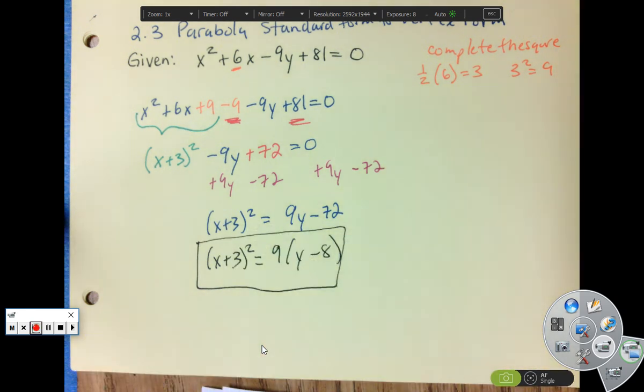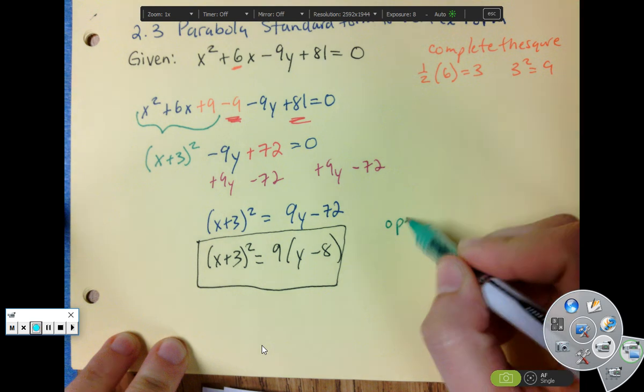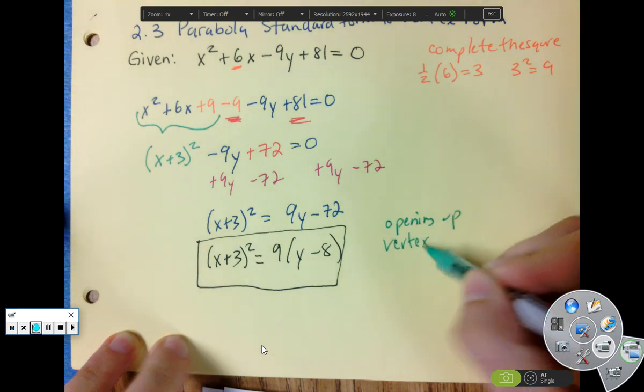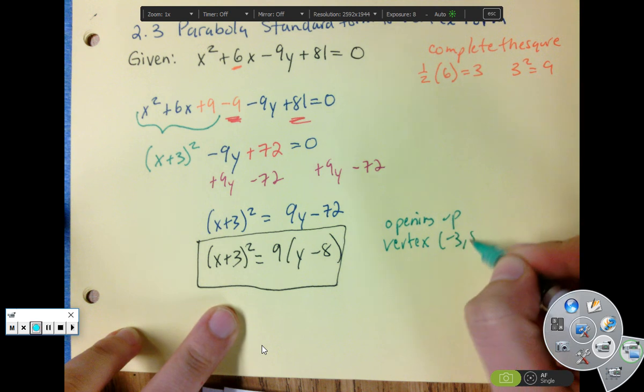What do I know? Right away I know it's going to be opening up. I know the vertex is negative 3, 8, right? So right away that gives me information. This is why our standard form is so important. Hope this helped.